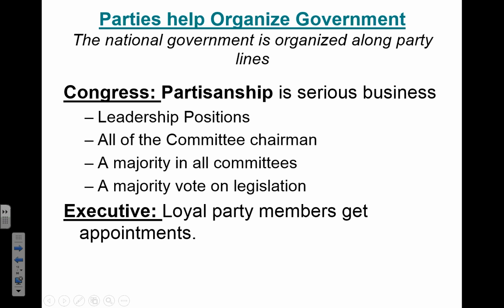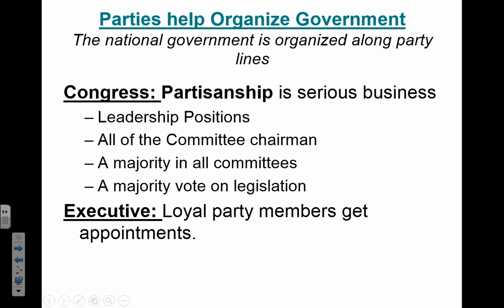So if you're a Democrat, you have a chance right now of the president appointing you to be an ambassador, to be the head of Health and Human Services, to be attorney general, or to be a federal judge. Okay, because all of those are appointed positions. Now, they have to be confirmed by a majority of the Senate, so it's not a foregone conclusion that the president gets what he wants.